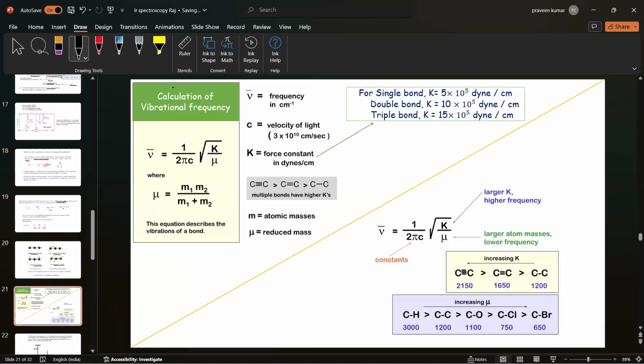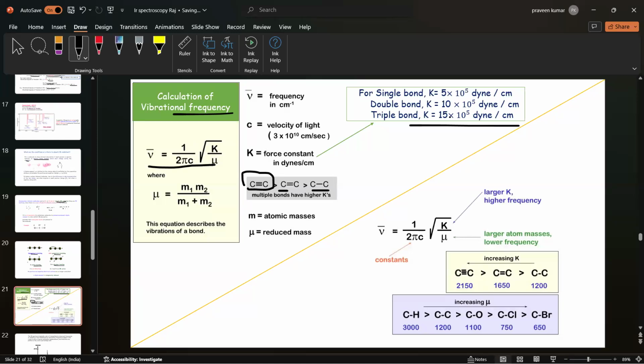There is another formula which can be used to calculate the vibrational frequency, which is nothing but V equal to 1 by 2 pi C into root over K by mu, where K is the force constant. So the stretching frequency of C triple bond C is greater when compared to C double bond C and C single bond C. These are basically the force constants of the triple bond, double bond, and single bond.